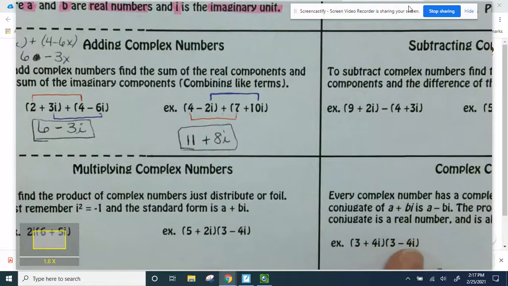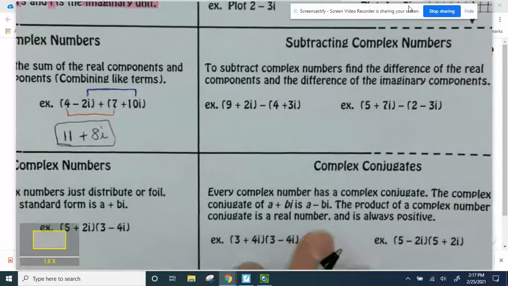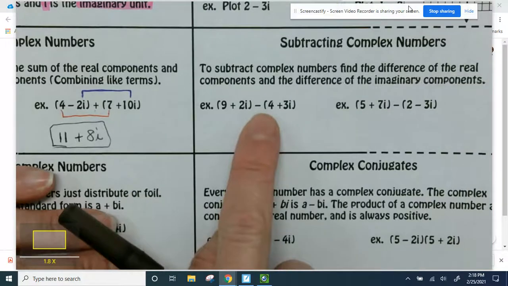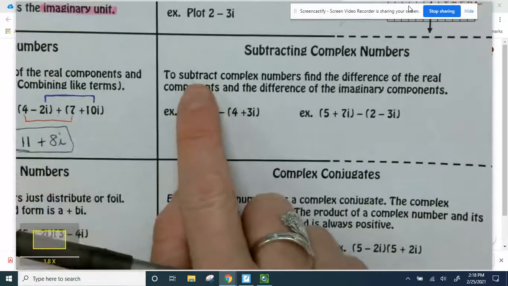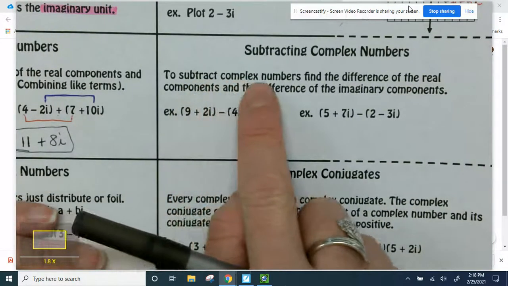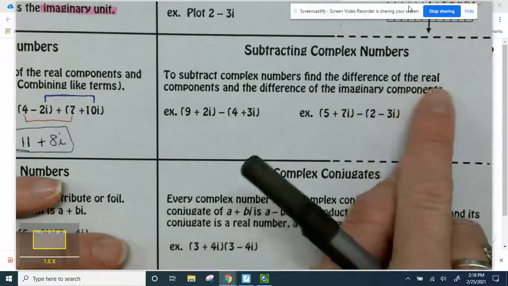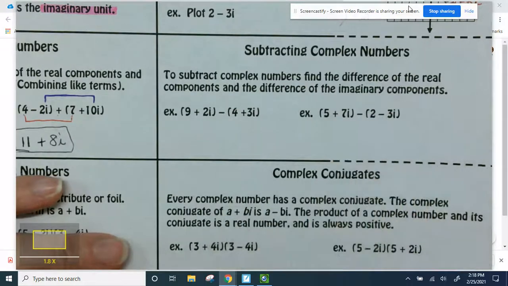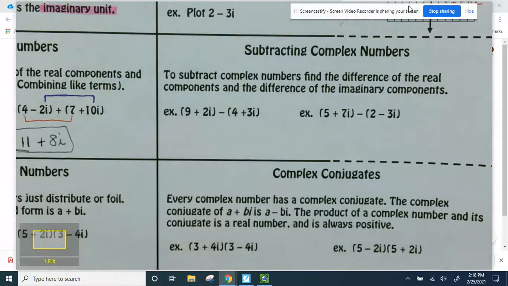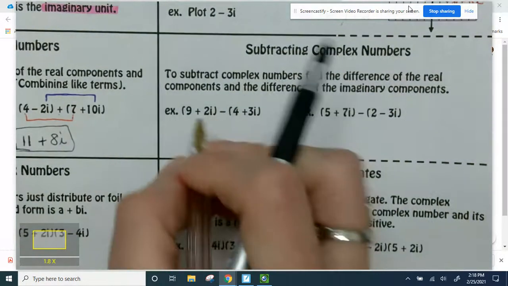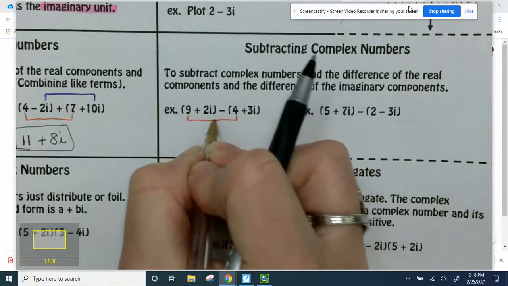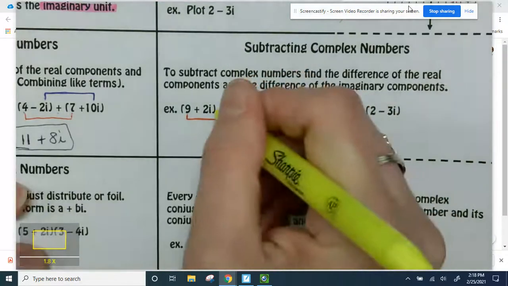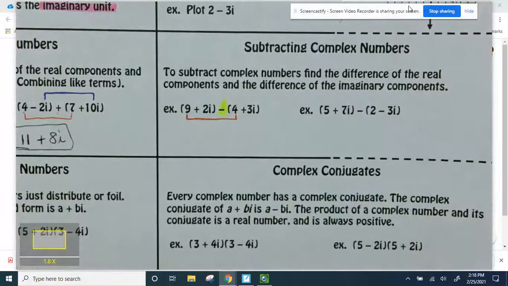Okay, now let's consider subtracting complex numbers. Now this one's a little bit different only because we've got this minus in the front. So it's the same process. To subtract complex numbers, find the difference of the real components and the difference of the imaginary components. So I'm still looking at subtracting. First, I'm going to subtract right here, this one here. But what you have to pay close attention to is this minus sign right here. Make sure you pay attention to that.